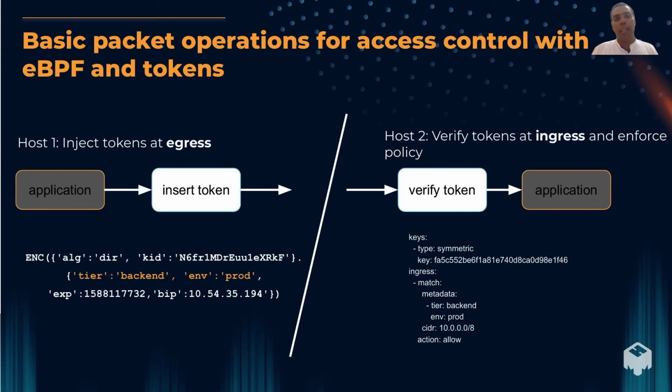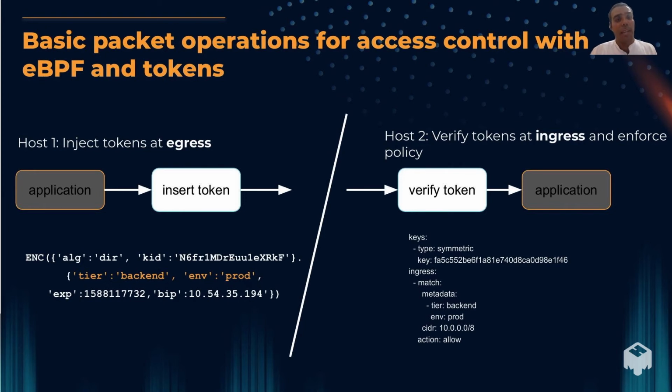And so essentially, every token-based application has two basic packet operations. One is insert a token at the egress with the necessary metadata, and then inspect this token at ingress and verify that it's valid, match it against the policy, and take the desired action. Here, as you can see, we are inserting a token where we are defining the metadata associated with this node. There is an expiration time and a bound IP, and this is encrypted with a certain algorithmic key and sent out. And on the ingress, we are just decrypting the token with a predefined key, and then look at the metadata, and if the metadata matches, we let the packet go to the application.